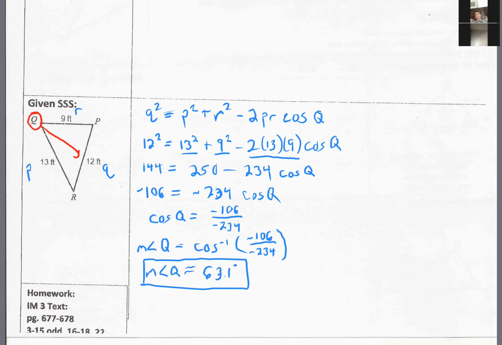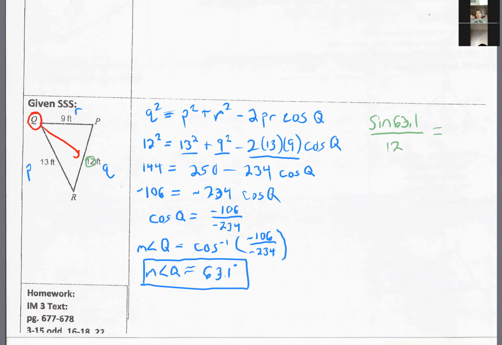Okay, so from here, so this was step one. I'm going to change colors. After we do law of cosines, the next step is usually to do law of sines. So now that I know one of my angles, I can use that angle. So sine of 63.1 over the side opposite angle Q is right here. It's 12. And then it doesn't matter if you want to solve for P or R next. I will just solve for R.